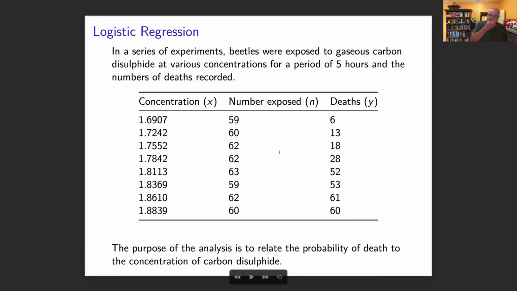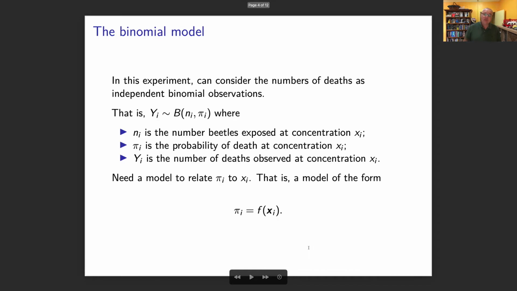The problem is, what we'd really like to do is be able to say, what's the probability of death at a certain concentration? Because we'd like to kill most of the beetles, but we don't want to use too much insecticide because it's a nasty, toxic chemical. So the question is, what concentration should we choose? So we want to get a relationship between concentration and, in this case, the probability of death. So how are we going to model this?